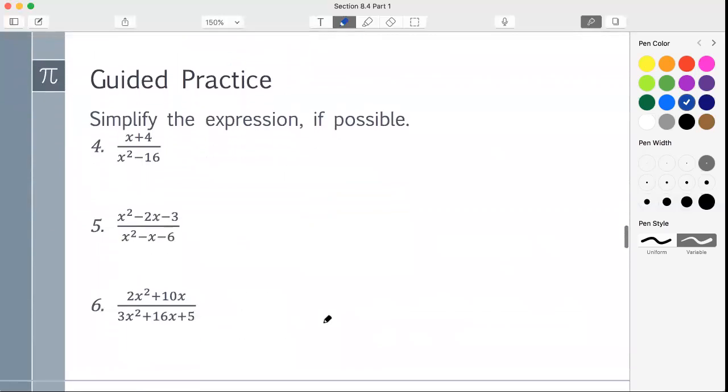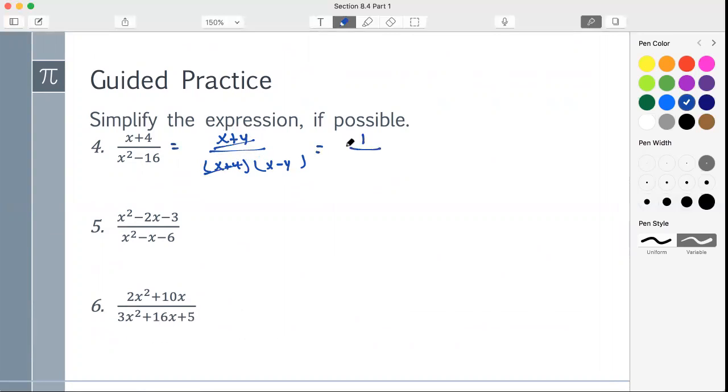All right, number 4. So again, step 1, we want to factor. So the numerator does not factor. We have x plus 4. The denominator does factor. We have x plus 4 times x minus 4. The x plus 4 is canceled. In the numerator, we're left with 1, placeholder, over x minus 4, and that's it.